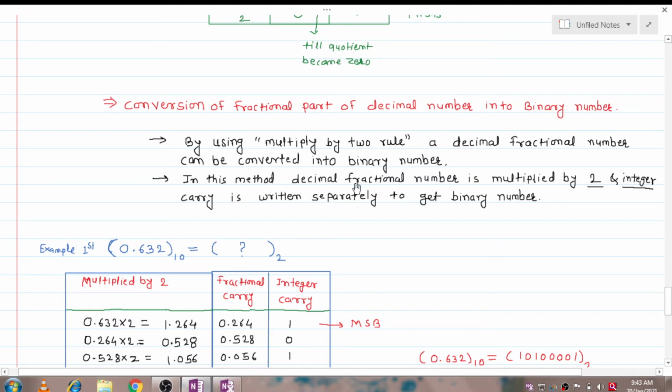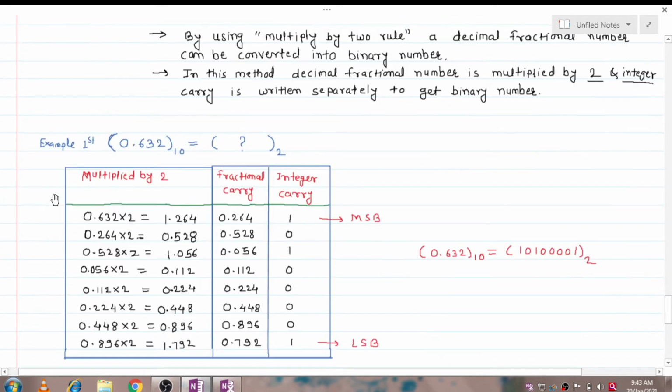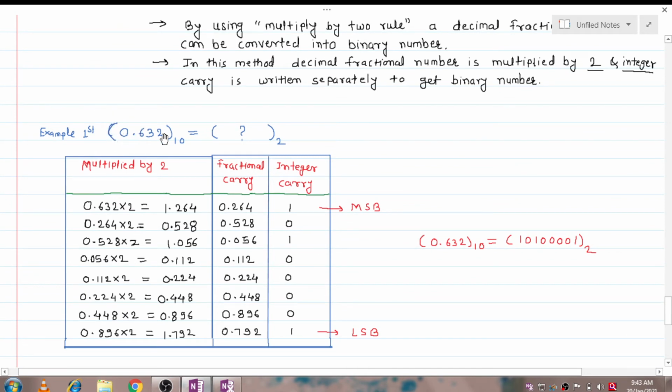In this method, the decimal fraction number is multiplied by 2, and the integer carry is written separately to get the binary number. For example, this is the fraction part of a decimal number: 0.632 is the decimal number that we want to convert into a binary number. This is the multiply by 2 rule. We continuously multiply by 2 and write the integer carry in a separate column.